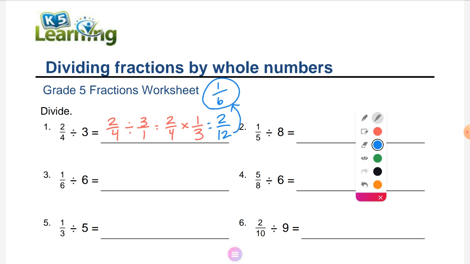Okay, I want you to try 3 and 5 real quick on your own. If you need extra room to work, you can use the space down at the bottom. So I want you to try 3 and 5.